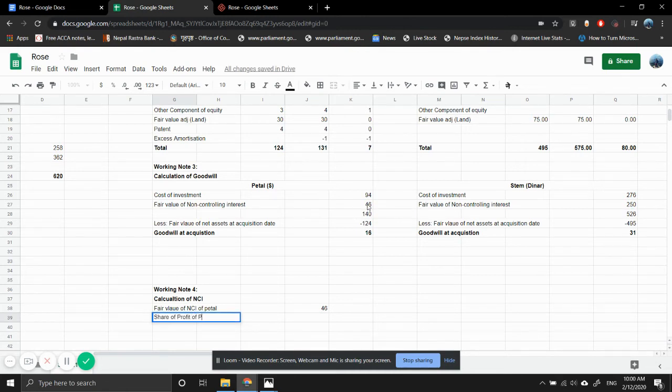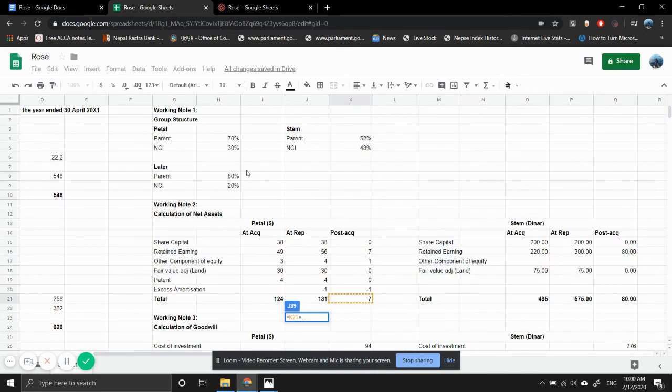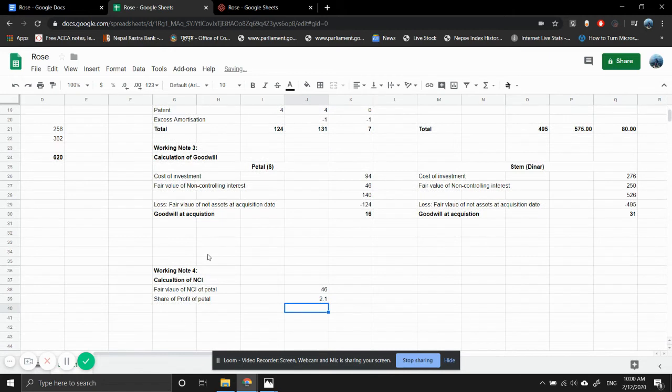Share of profit of petal, which is basically this figure into 70%, right? Not 70, 30%. And then after that, is there any impairment? Nope, there is only the selling that had happened in petal, right? So we need to account for that as well.